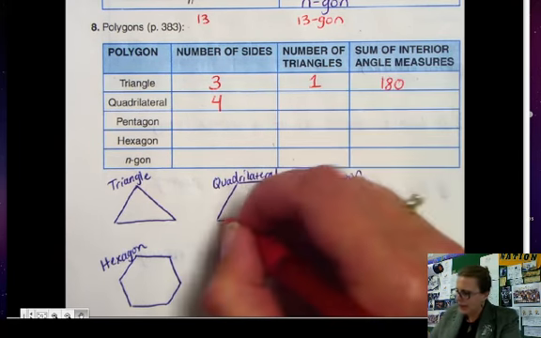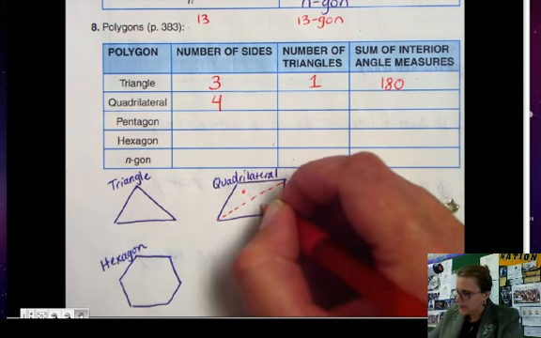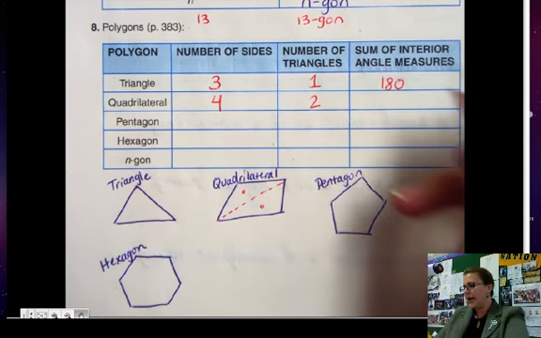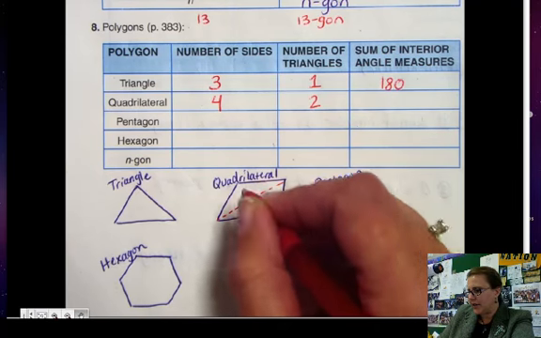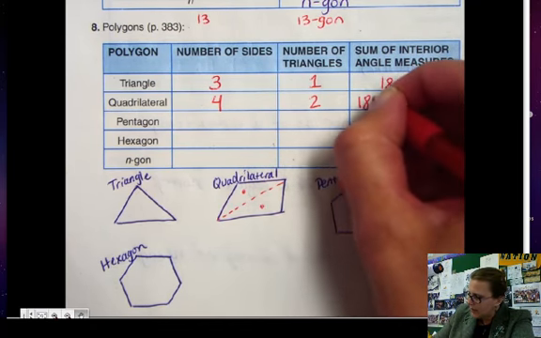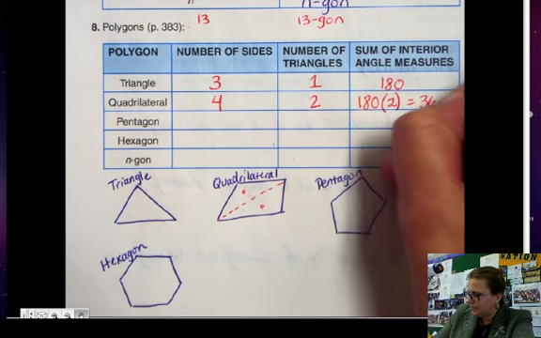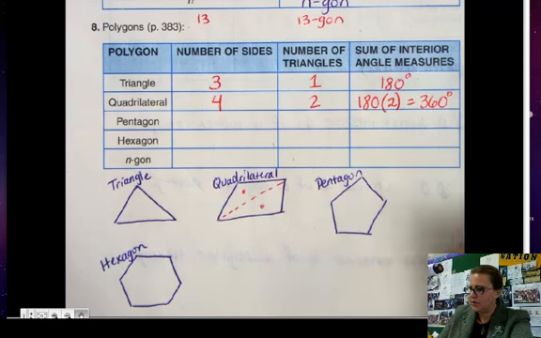And how many triangles? If I were to draw a diagonal, I would get this triangle and this triangle, so that's 2. And each triangle is 180 degrees, right? So it's 180 times 2, which is 360 degrees.